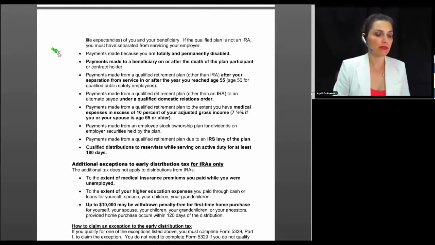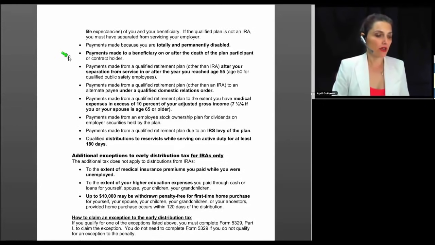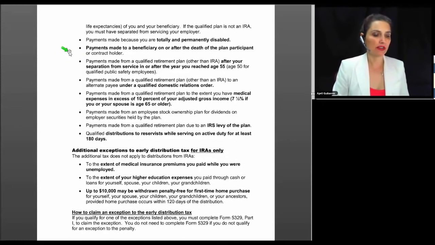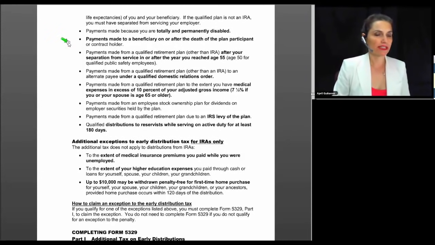Also, if they receive a payment because they became totally and permanently disabled, there's no penalty for that. Or payments made to the beneficiary on or after the death of the plan participant. So it's telling me that if you've received payments from a plan after the death of the participant, it shouldn't be subject to the penalty. I'm not seeing a clause that says under age 59 and a half for the plan participant, but I will look that up.